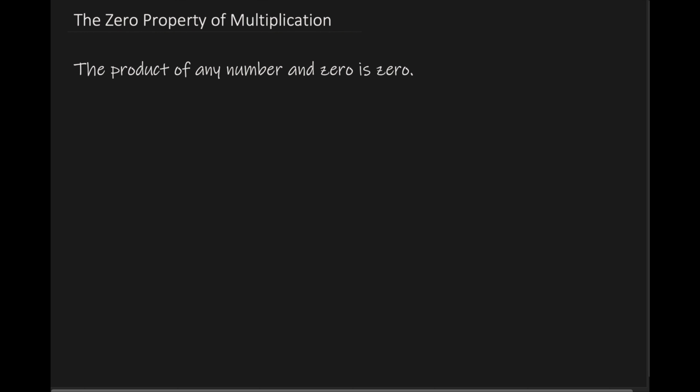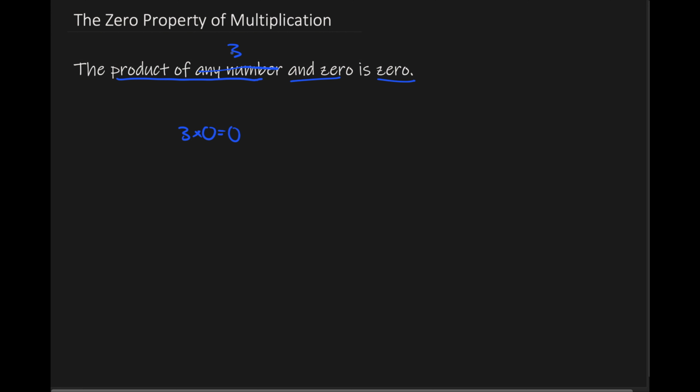Now let's talk about the zero property of multiplication. So what that means is the product of any number and 0 is 0. Although this should make more sense because we talked about the identity, this is kind of like the opposite, but it's similar in some ways to the identity property. Let's use, instead of that variable, an actual number. Let's go 3 again. The only difference is it's 0. So now we have 3 times 0 equals 0.